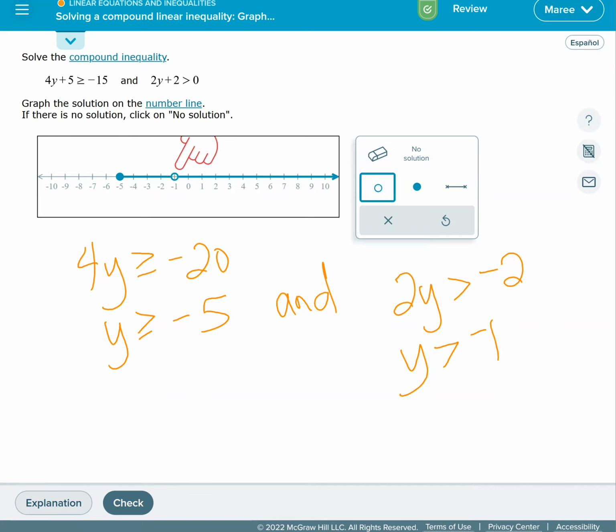Okay, so we need to take out the part between negative 5 and negative 1. Because it is an and statement, we need to be able to find a number that is true for both of these inequalities. And the negative 4 will not work in the inequality y is greater than negative 1. So we're going to take out this part here, and that is our final answer.